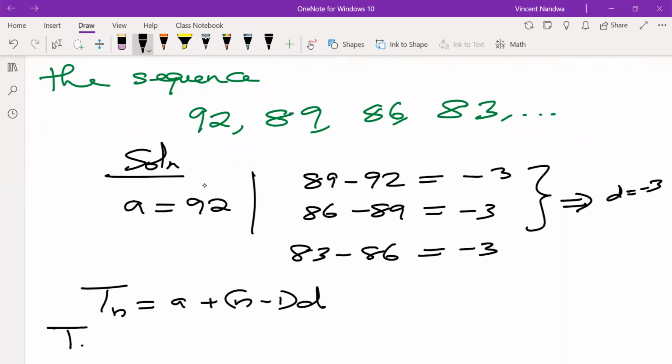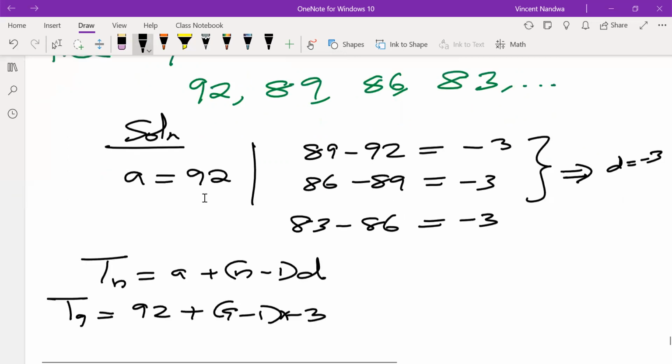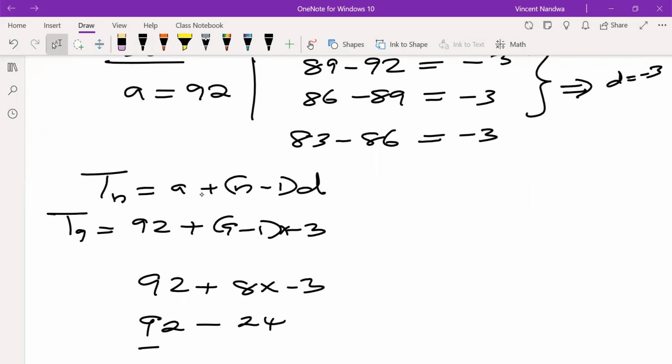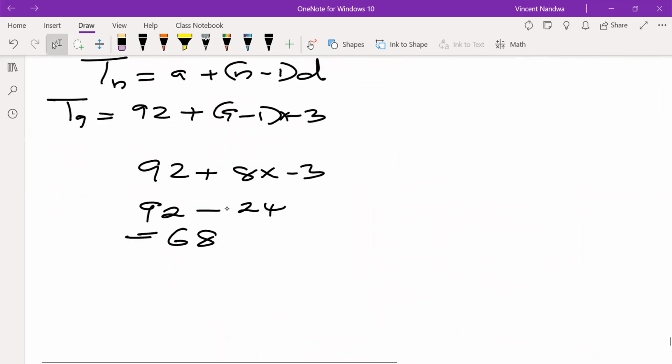So our interest is to get the 9th term. So n is 9, it will be a, which is 92, plus 9 minus 1 times d, which is minus 3. So this will be 92 plus 8 times minus 3. So 92 minus 24, and when you subtract 24 from 92, you get 68. So that is how we solve that given problem.